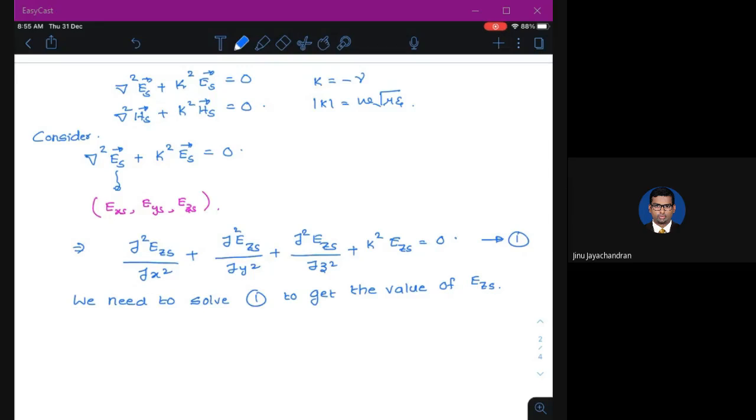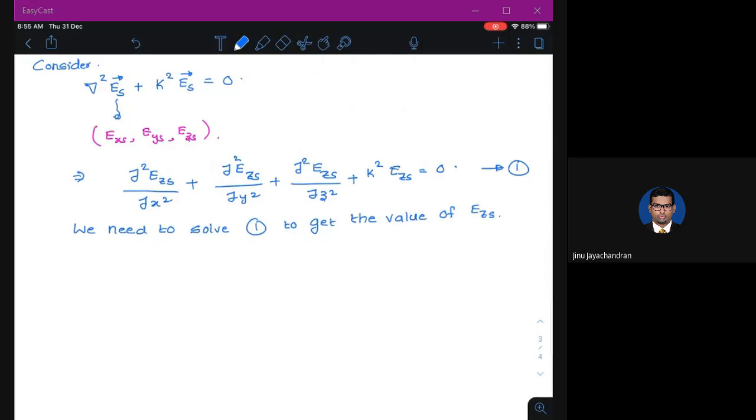Now, we are going to solve this equation using variable separable. Okay. So what we are going to do is we are assuming that EZX, which might be a function of x, y, z, is equal to X(x) into Y(y) into Z(z).